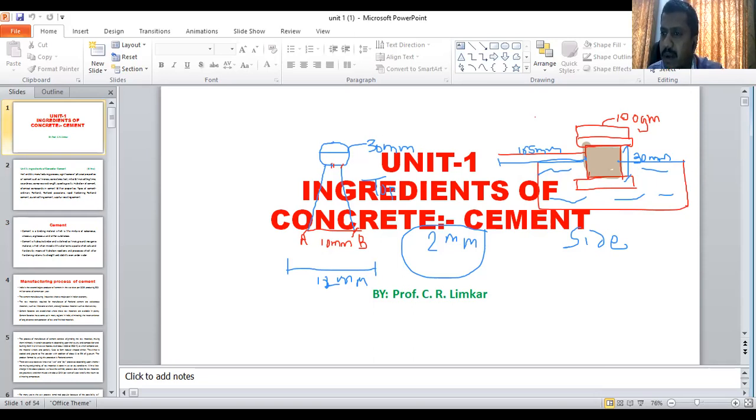Now I will erase this part also. Before erasing, I will save it as a PDF.